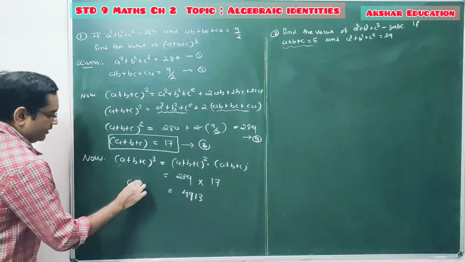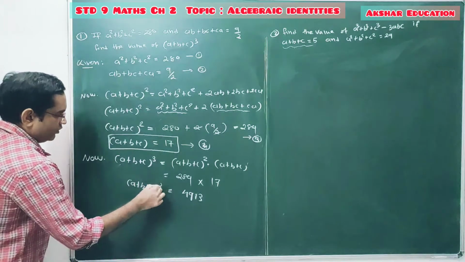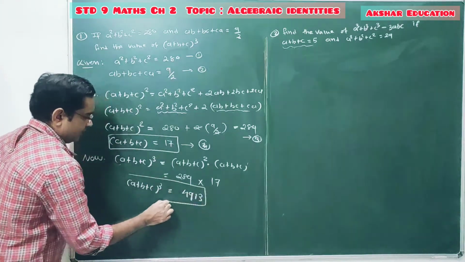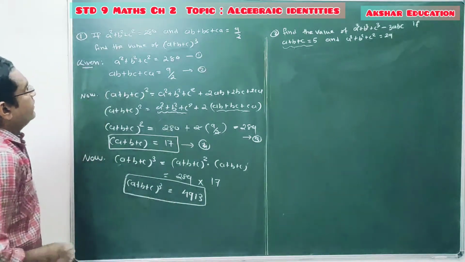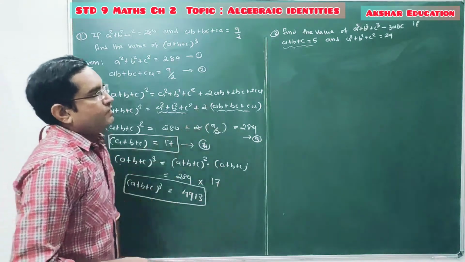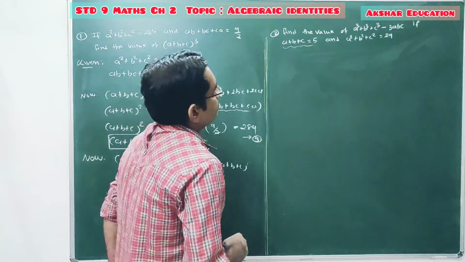So this is your answer. A plus b plus c whole cube is 4913. Clear friends? So this is how you can solve your question number 1. Same question is here, question number 2.